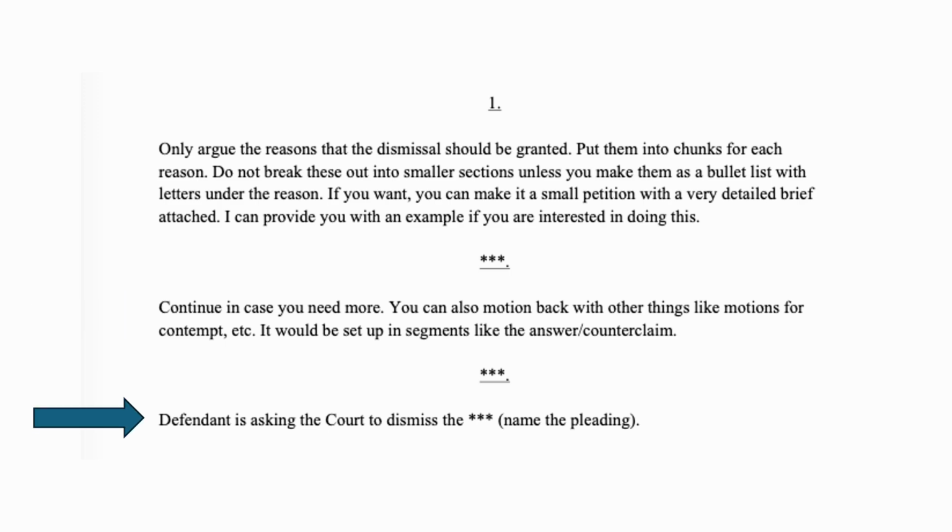At the end of it, though, you're going to, again, reiterate that you're asking the court to dismiss something, because just like with any other pleading, we want to make sure that we give the relief that we're looking for, so that nobody can come back and state that we did not give a claim upon which relief can be granted. So again, we're going to give our reasons, and then we're going to reiterate that we want them to dismiss it.